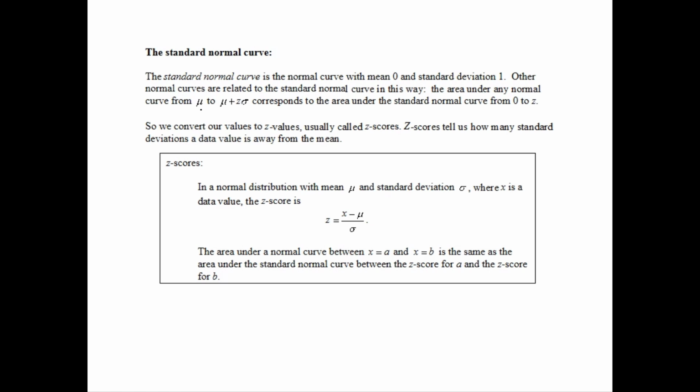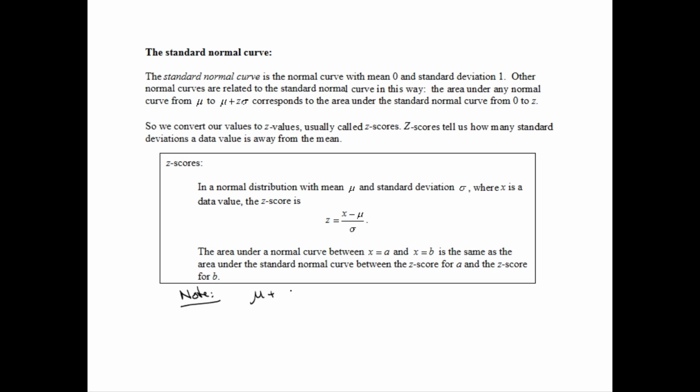On our regular curve, our non-standard curve, we'll go from mu to mu plus z sigma. Under our standard normal, we'll go from 0 to z. Our z is what we call a z-score, and that tells us how many standard deviations a value is away from the mean.